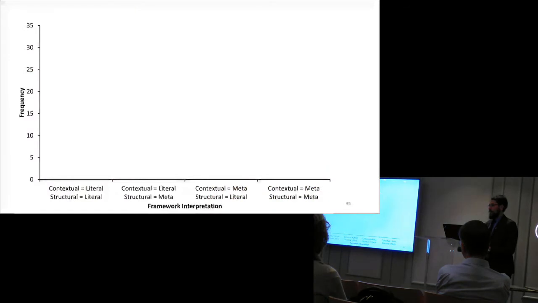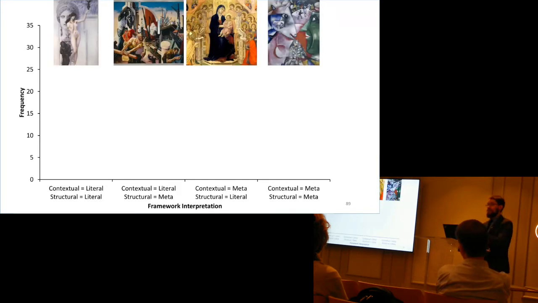So based on those categorizations, we also wanted to look at frequency. So here, frequency is on the y-axis. On the x-axis, we have categorizations based on the interpretations of the frameworks. So first, where the contextual and structural frameworks arrive at a concordant literal interpretation, then where the context indicates a literal interpretation and the structure indicates a metaphorical interpretation, and contextual metaphorical, structural literal, and ending with a contextual and structural concordant metaphorical interpretation. And these are just the exemplars that we used in the last orthogonal.